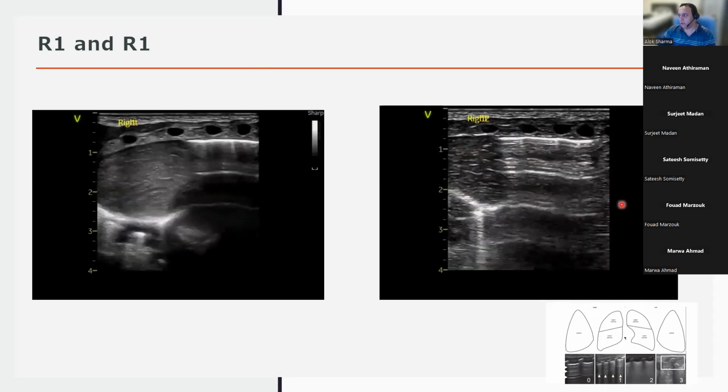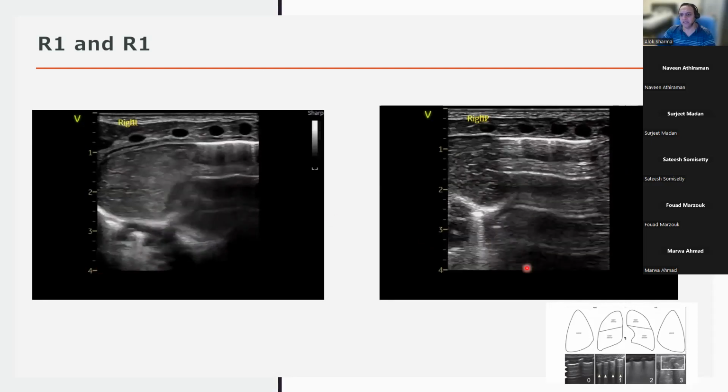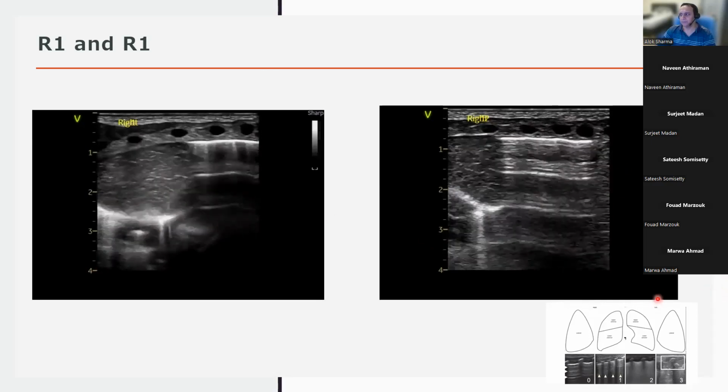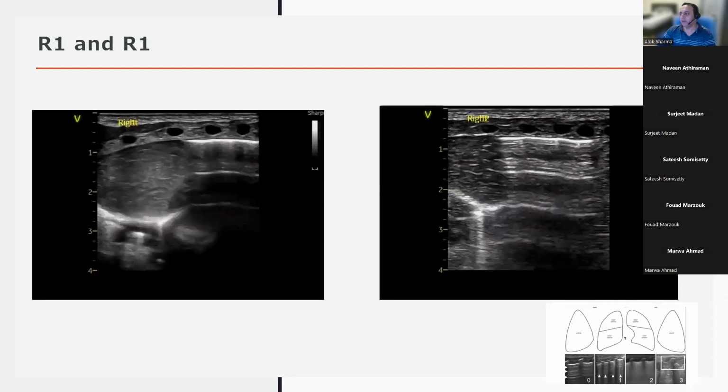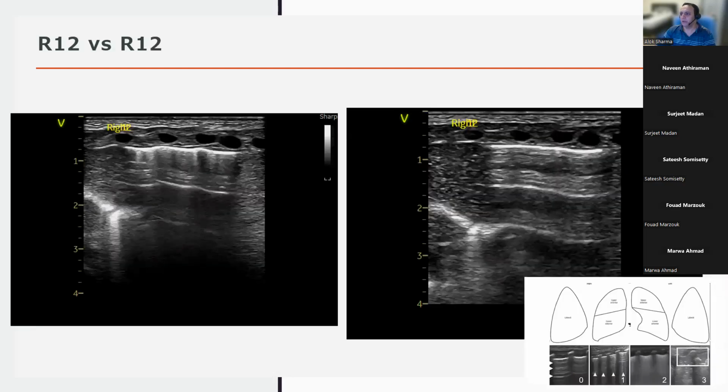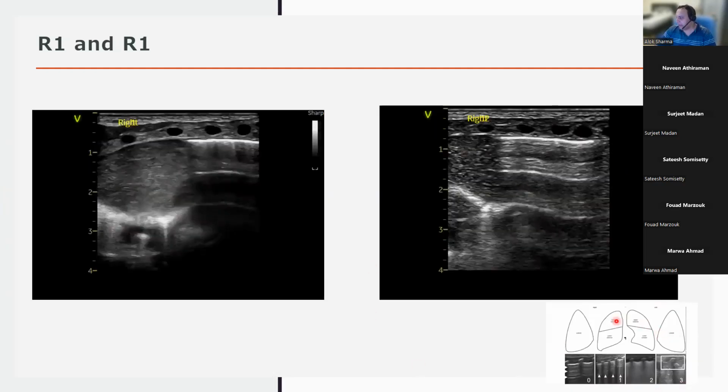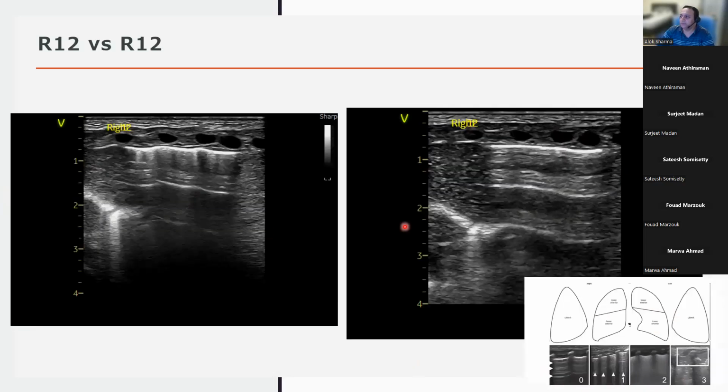But what do we think about R2? Normal, abnormal? Satish? Normal. An A profile? Yeah. In terms of scoring, this is our lung ultrasound scoring at the bottom. How would you score this? 0. Beautiful. So R1, R2, 0.